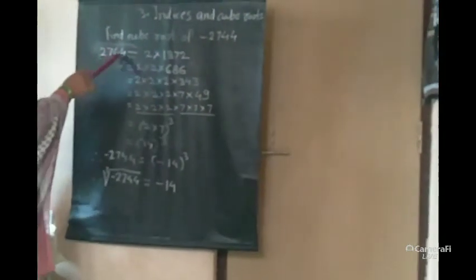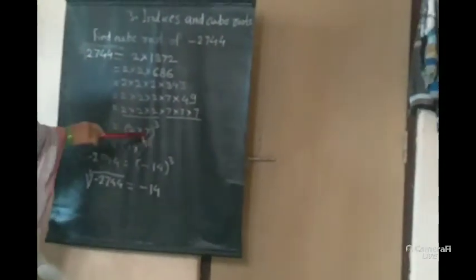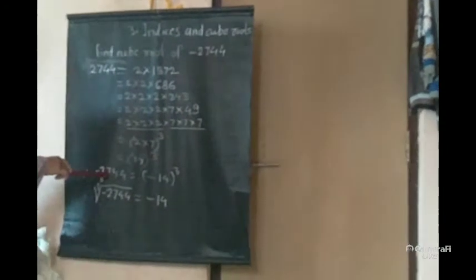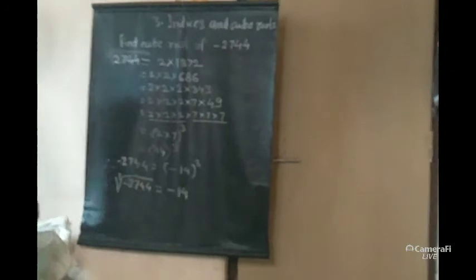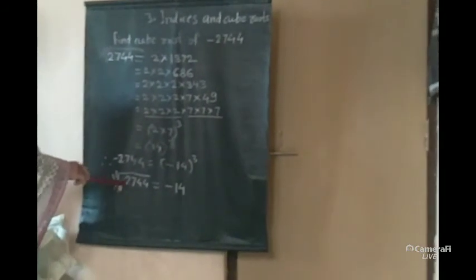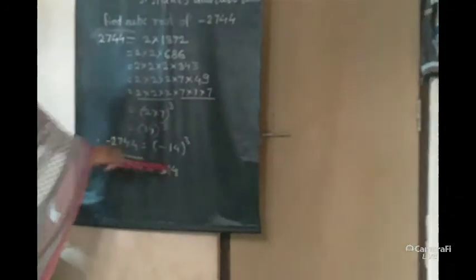Therefore, 2744 is equal to (2 into 7) whole cube, that is, 14 cubed. Cube of 14 is 2744. Now we have taken it as a positive number, but it is a negative number. So in the end we again give the negative sign to the number. So minus 2744 is equal to the cube of minus 14, and therefore the cube root of minus 2744 is equal to minus 14.